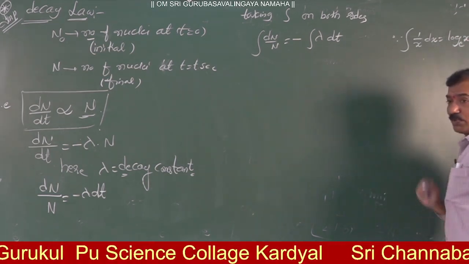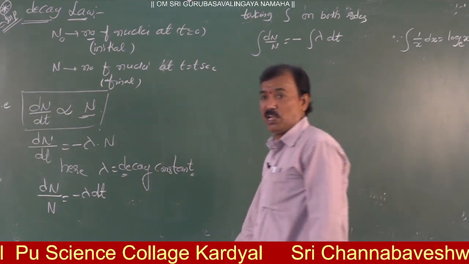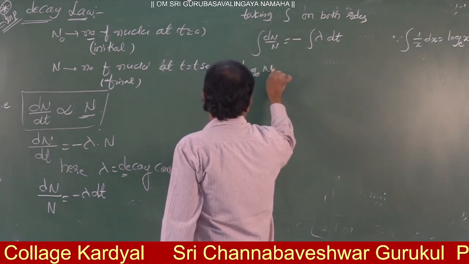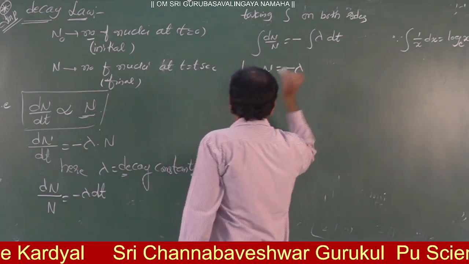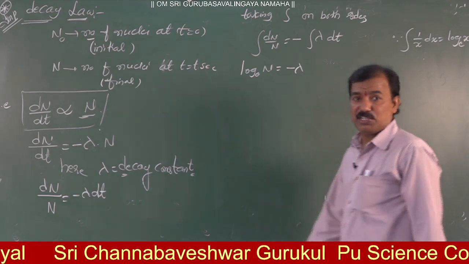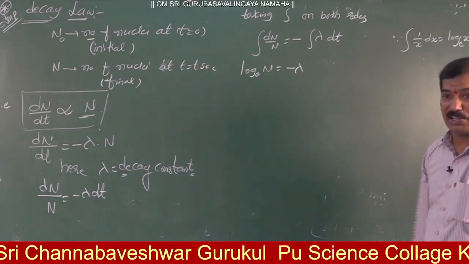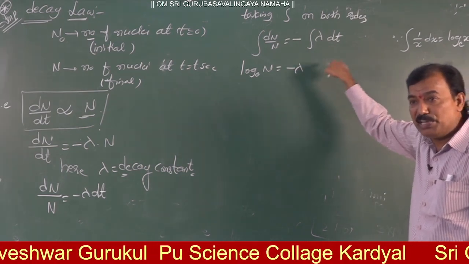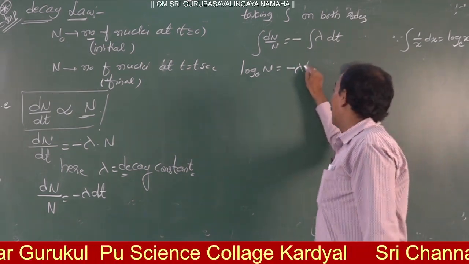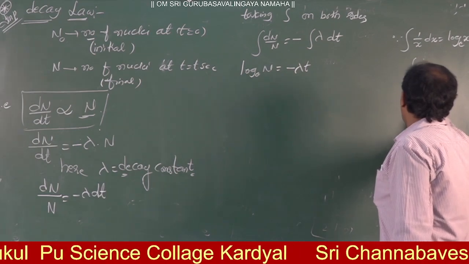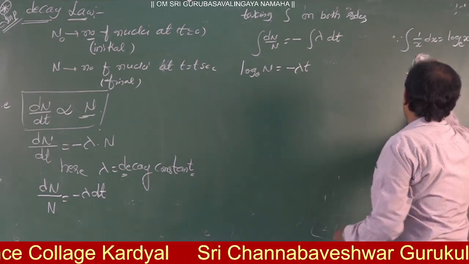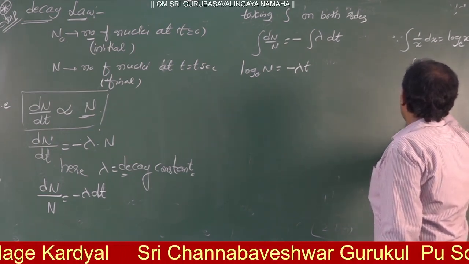So log x, okay? Same, this also, integration of dn by n is equal to log n. So this is equal to minus lambda into, lambda is a constant, since it is constant here, so lambda into integration of dt. So integration of dt is equal to how much? This value is t. The integration of dx is equal to x. So integration of dx is equal to x.